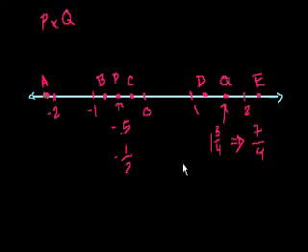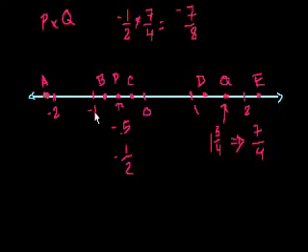Right? I'm just eyeballing it. Nothing fancy here. So if P is minus 1/2 and this number is 7/4, what happens when you multiply the two? So minus 1/2 times 7/4 is equal to minus 7/8, right?